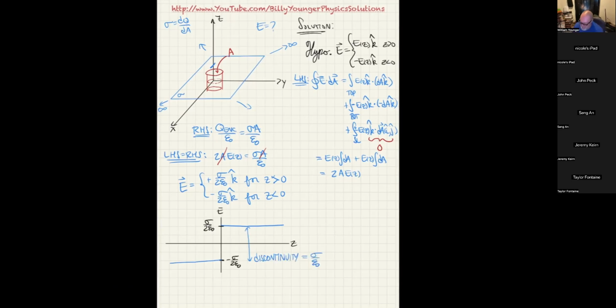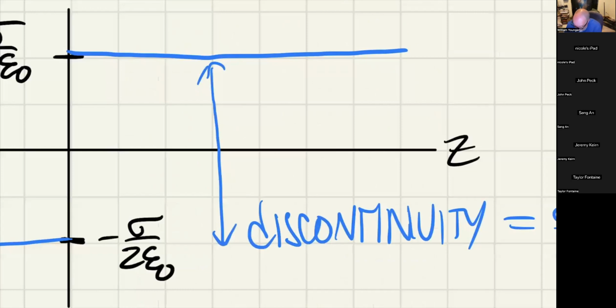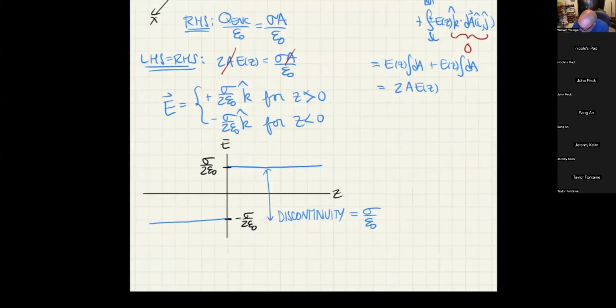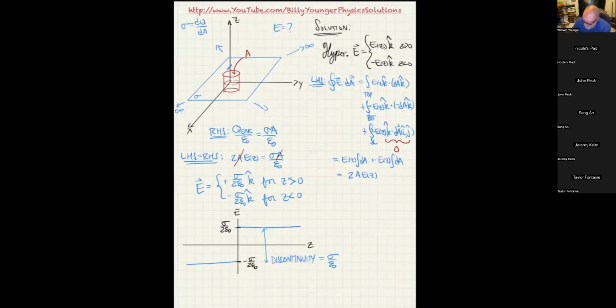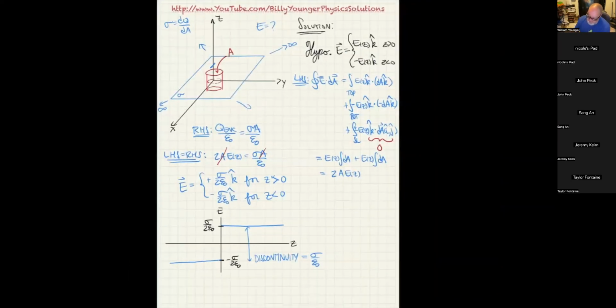That's a fundamental rule. If you have a surface charge, then it turns out the component of the electric field perpendicular to the surface will be discontinuous by an amount sigma over epsilon naught. And this just happens to be an example that shows that to us. Anybody have any questions here?